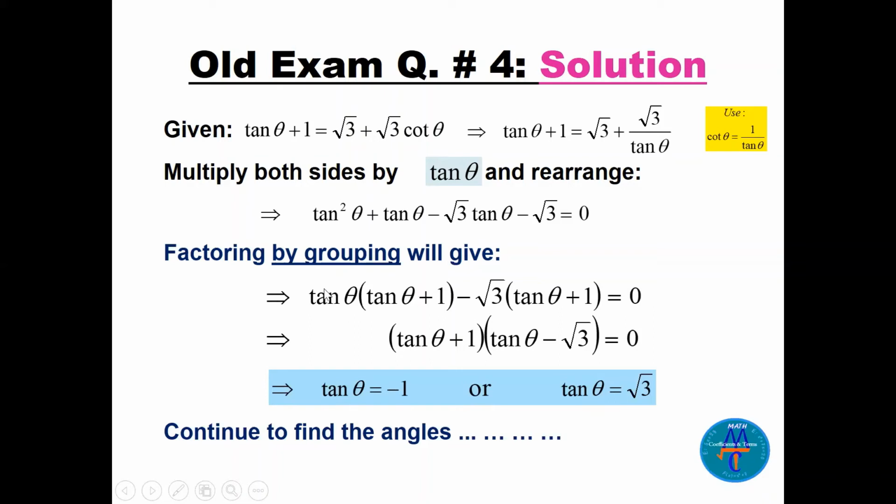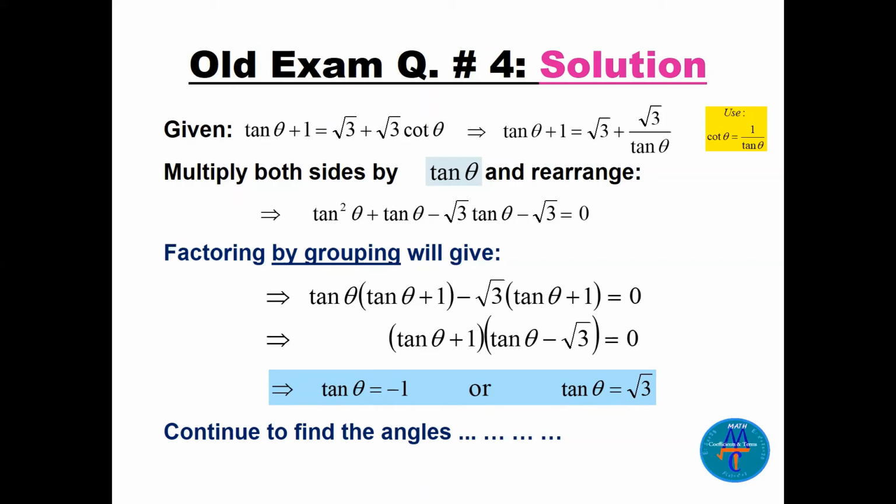So for the first two, take out tan of theta, and in the bracket will be tan of theta plus 1. Here we take a common factor minus square root of 3. Inside the bracket becomes tan of theta plus 1. So this is a common factor now, tan of theta plus 1. The other bracket becomes tan of theta minus square root of 3. So this one is equal to 0, or this one is equal to 0. So tan of theta will be -1, or tan of theta will be square root of 3.